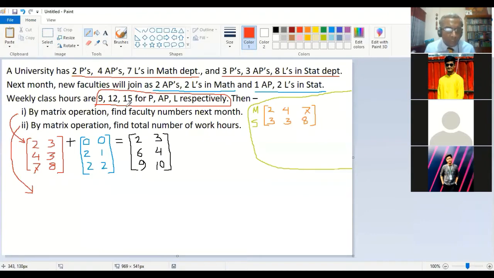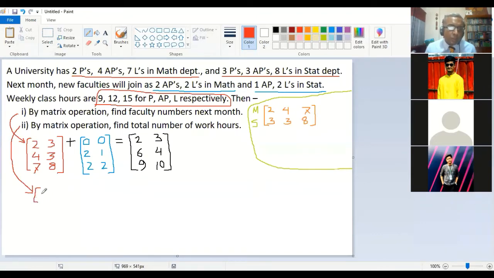So this is the number of hours, and we know how many faculty members are working in the university in two departments. So you can just multiply the number of hours by the number of persons so that you can get the total number of classes, the total hours of classes.